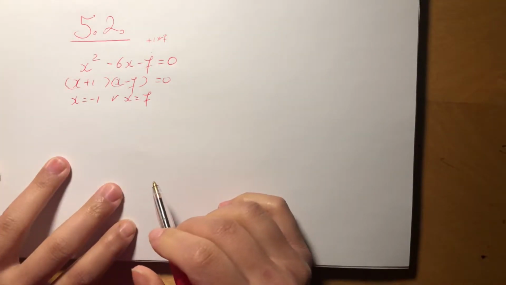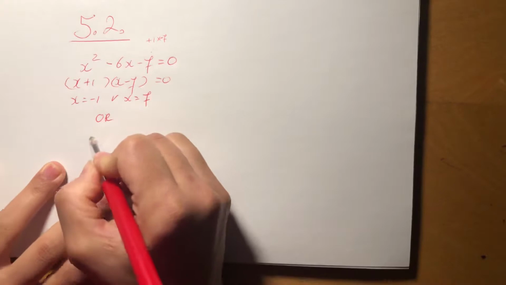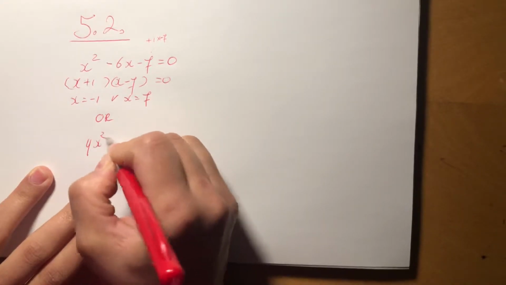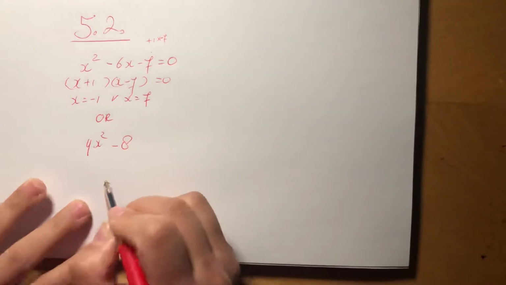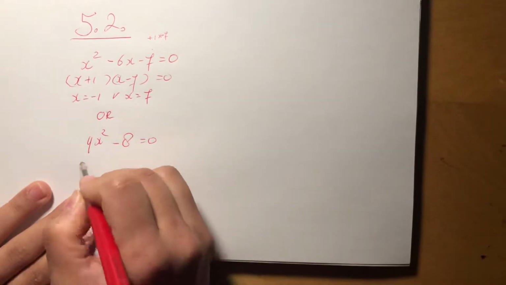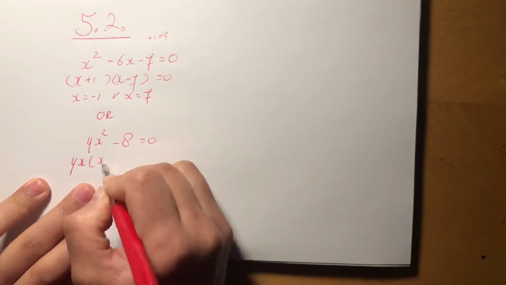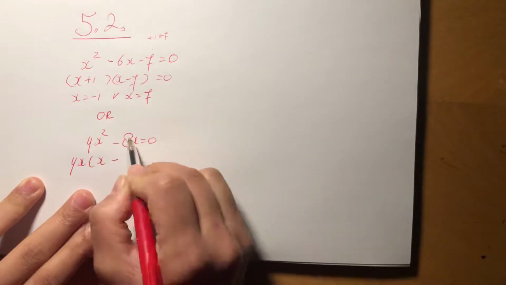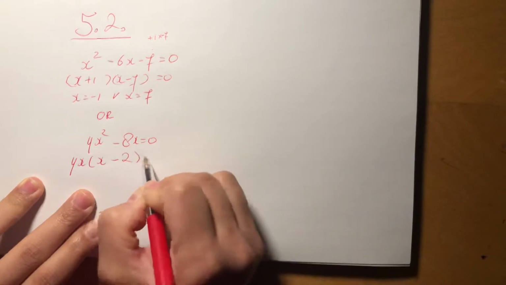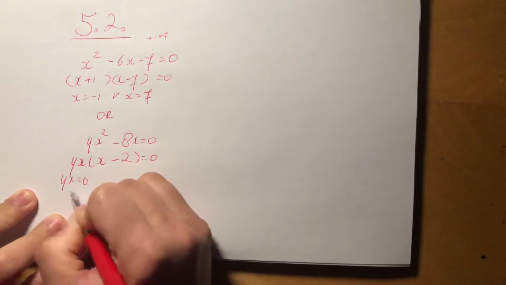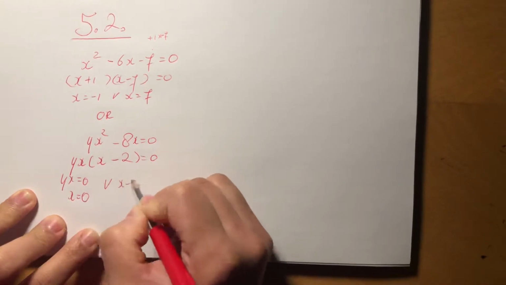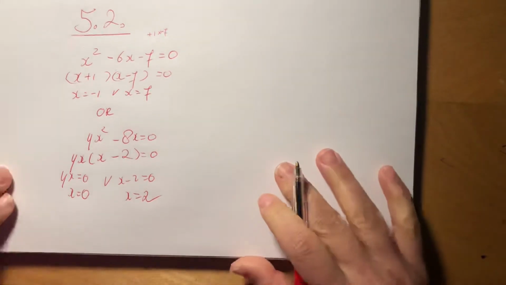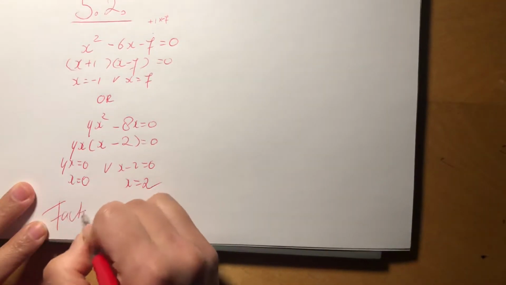Yeah. You also have this way. You have 4x squared minus 8x, and you know that is 0. Okay, it's 4x times (x minus 2) is 0. So 4x is 0, x is 0, or x minus 2 is 0, x will be 2. So that is factorize.